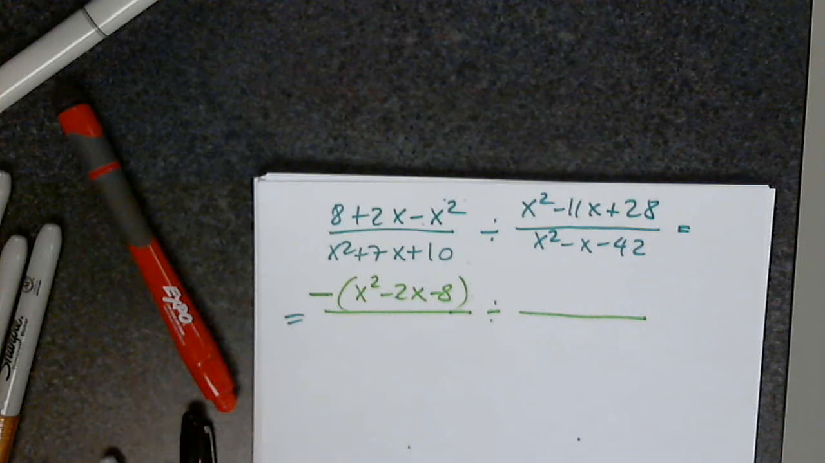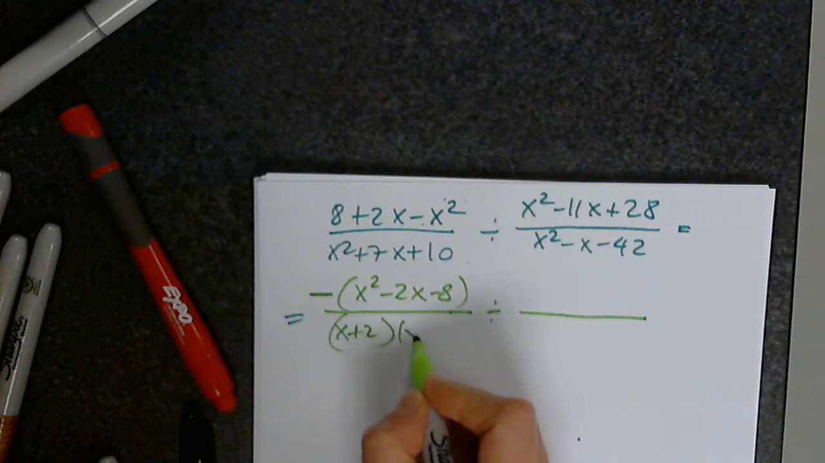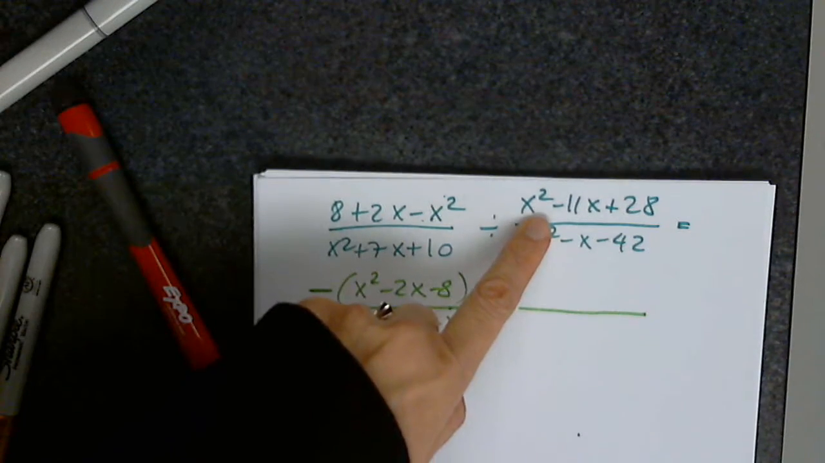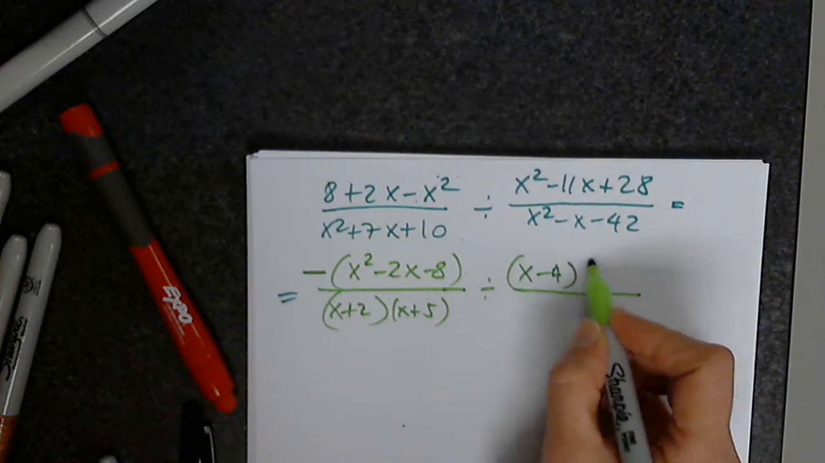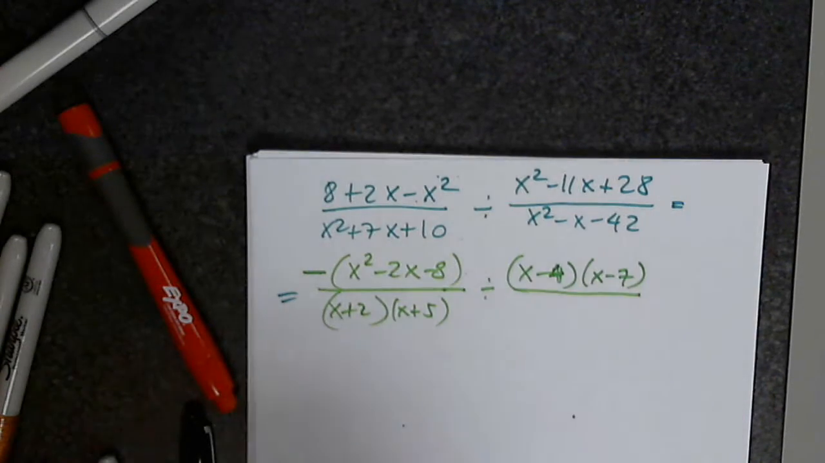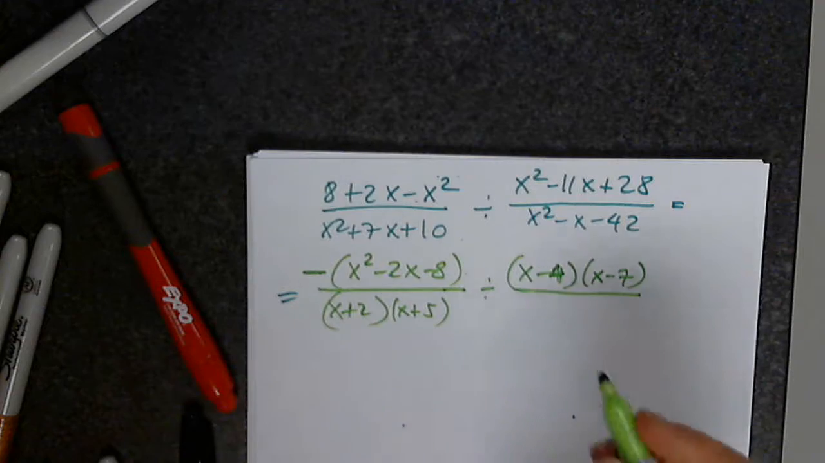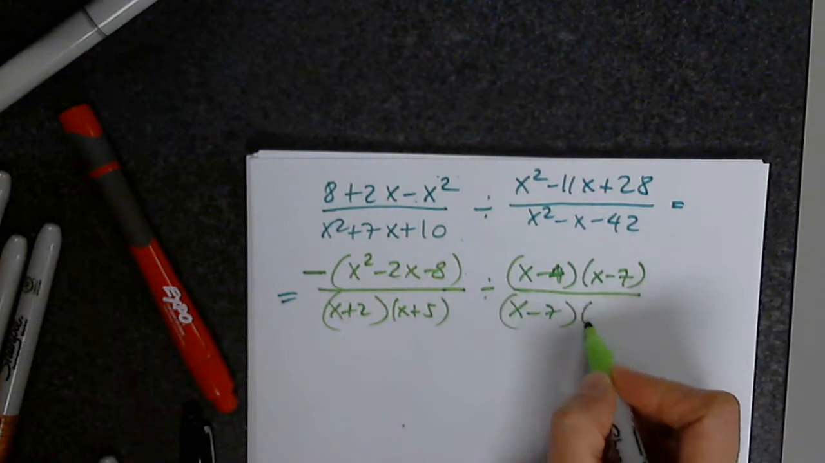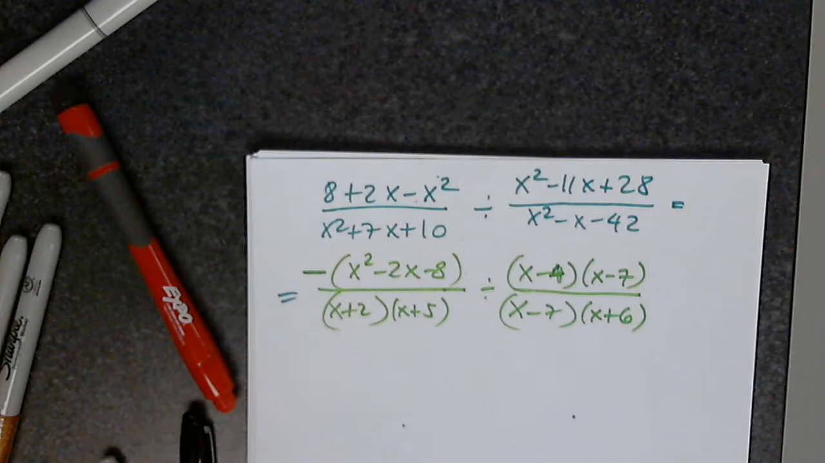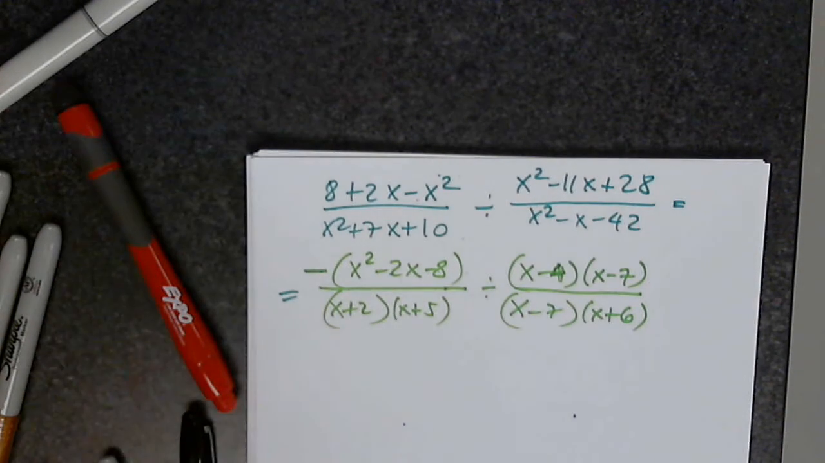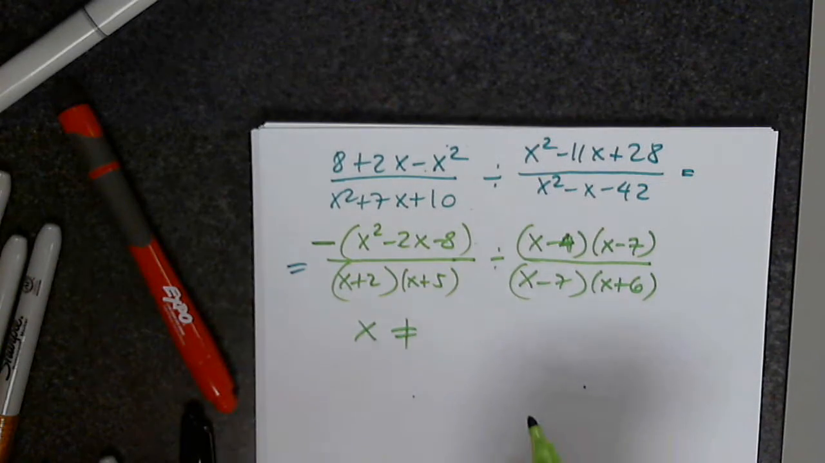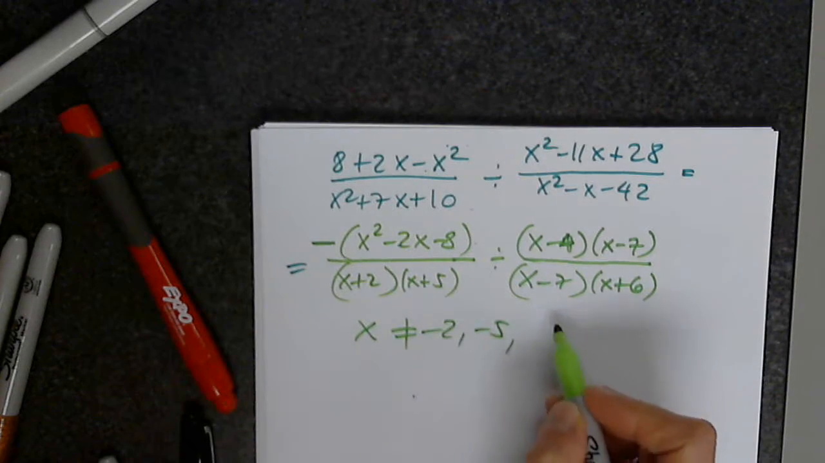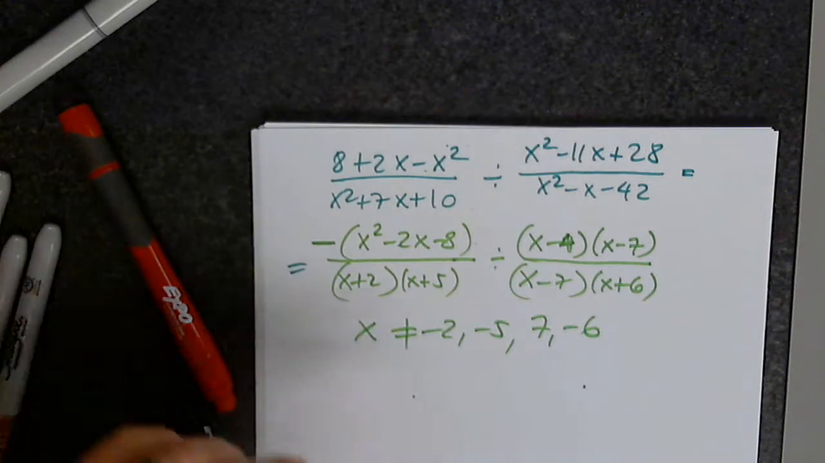What is the factored form of x squared plus 7x plus 10? Very good. Excellent. What is the factored form of x squared minus 11x plus 28? Very good. And the factored form of x squared minus x minus 42? Very good. At this stage, I have to write 1, 2, 3, 4 restrictions. What are they? X not equal. Perfect. Don't simplify anything yet.